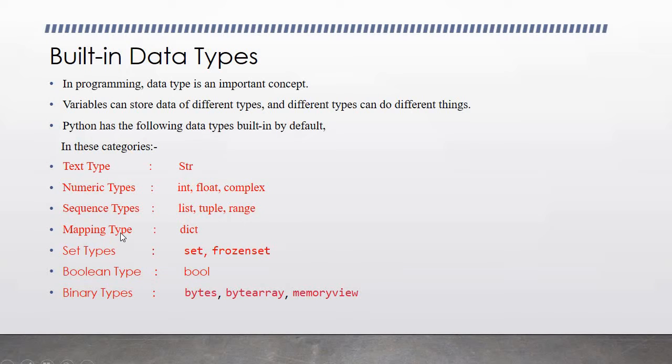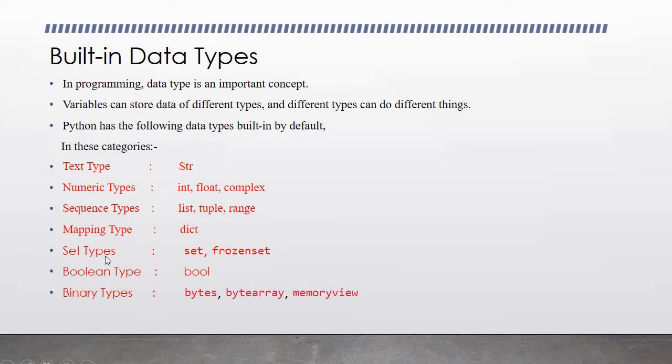Fourth one is mapping type. Mapping type is a collection of keys and associated values. In the case of mapping, we are storing values in the form of key and value pairs. In Python, we have dictionary for storing data values as keys and values.